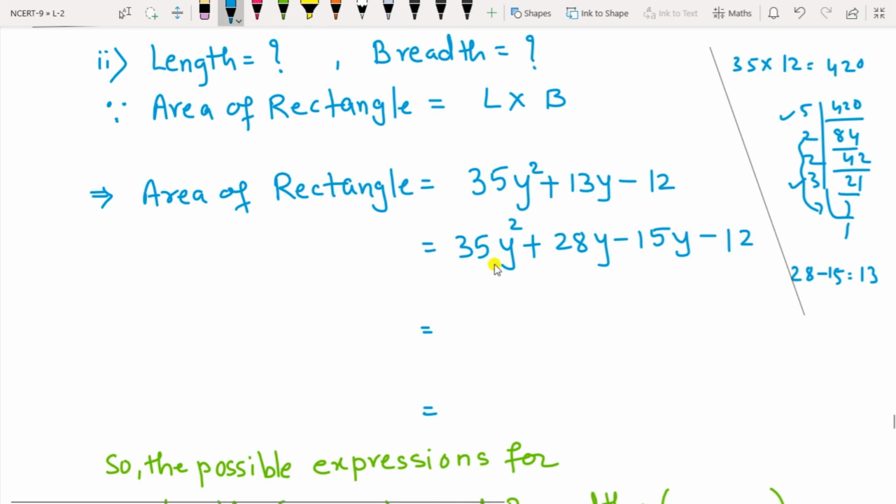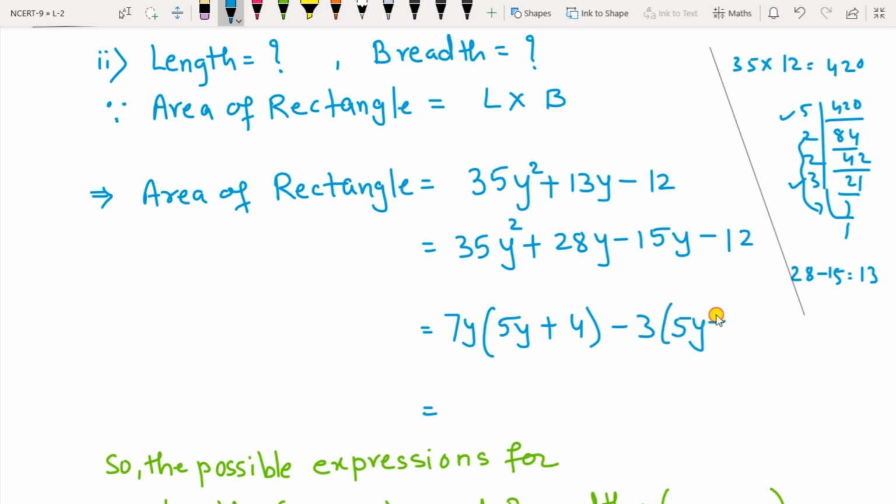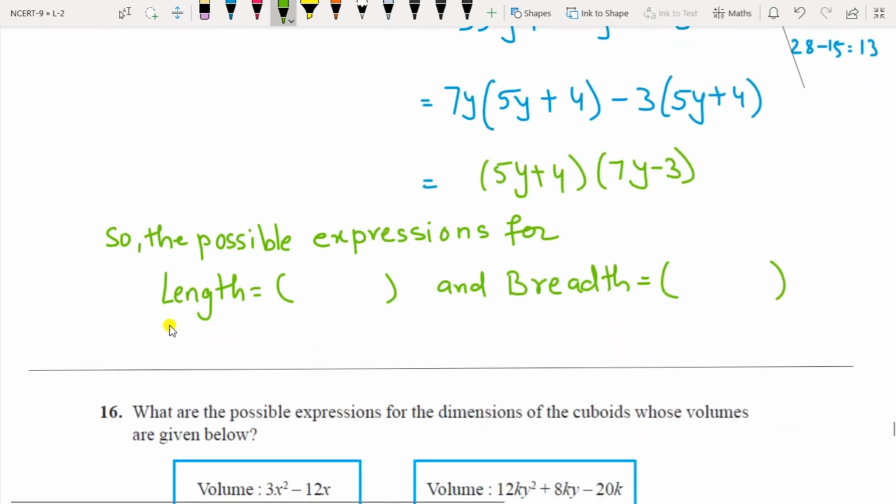So this is 35y square plus 28y minus 15y minus 12. Now take out common from these two terms and these two terms. It is 7y, 7 5s are 35 and y, 7 4s are 28. Minus will be common and from these two 3 will be common. 5y plus 4. So the bracket is here 5y plus 4 and the remaining terms are 7y minus 3. So the possible expression for the length is 5y plus 4 and for the breadth is 7y minus 3.